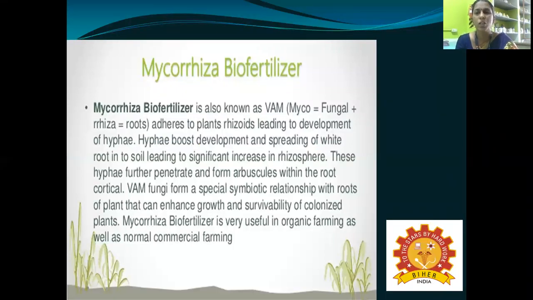Mycorrhiza biofertilizer is also known as VAM. Myco means fungal, rhizo means root. It occurs in the plants and is called rhizoids. It leads to the development of hyphae. The hyphae boost the development and spreading of the white root in the soil, leading to a significant increase in the rhizosphere. These hyphae further penetrate and form arbuscules within the root cortex.